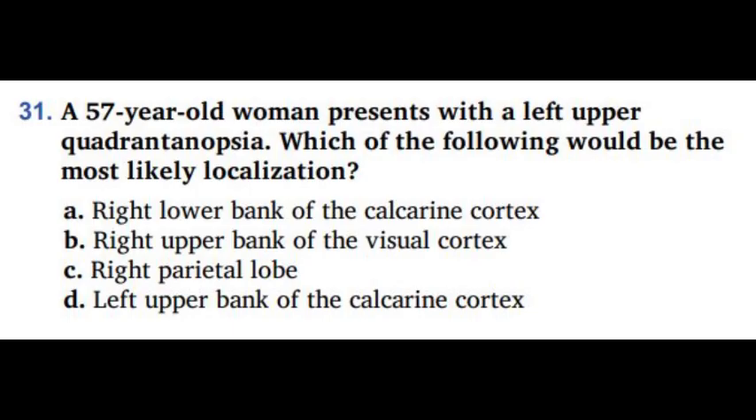So we've already said that when you have quadrantanopsia, it's going to be something related to the calcarine cortex. So the left upper visual field is affected, and that means that we'll have an issue with the lower bank of the calcarine cortex, and it's actually the left upper field, so it will be in the right lower bank of the calcarine cortex. That's option A. So that's it for that.